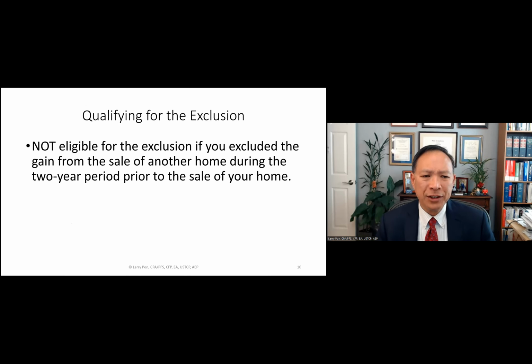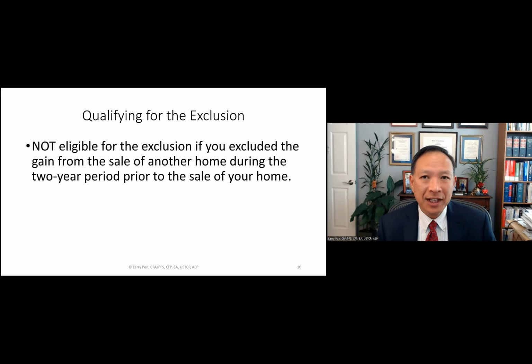Most importantly, you're not eligible for this exclusion if you excluded the gain from the sale of another home during the 2-year period prior to the sale of your home. So if you happen to sell another piece of real estate, wait at least a couple of years. Where do we see this the most often? It's older people who get married, each have their own house, and they say, let's get our own together house. So the husband will sell his house, the wife will sell her house, but wait 2 years if you want to take advantage of this exclusion. So we need to work with our clients to plan carefully.